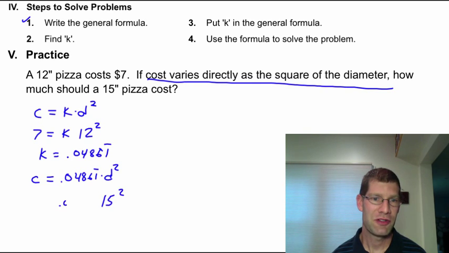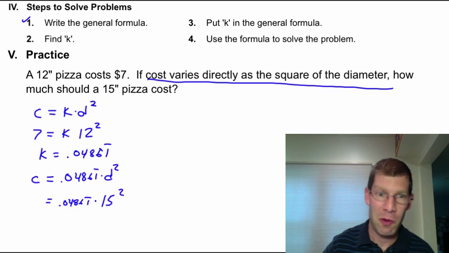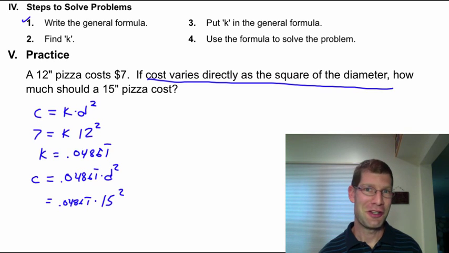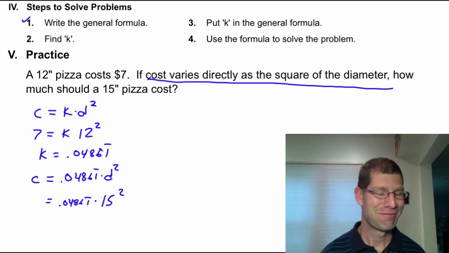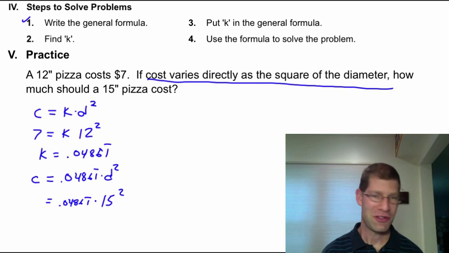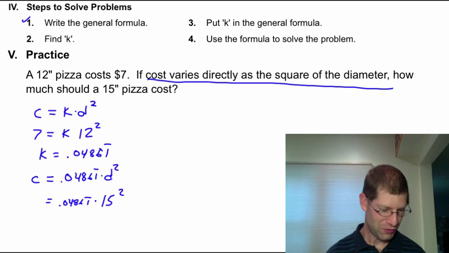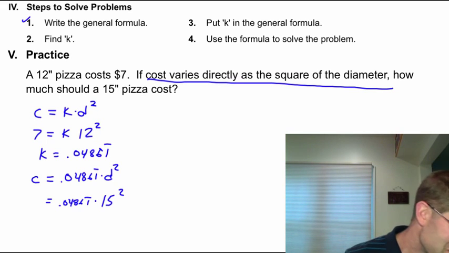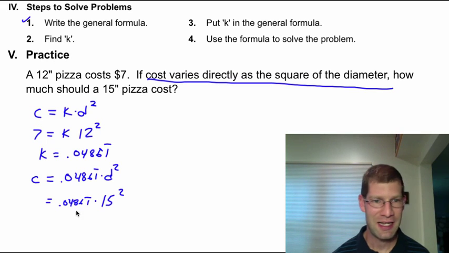we have 0.04861 repeating times 15 squared. You could punch that in: 0.04861111111 times 15 squared. Technically you rounded because you didn't do an infinite number of ones, but you went to a whole bunch of digits. Easiest though is if you look at your calculator, that number is the last one on the screen. So if you just do times 15 squared, it says answer times 15 squared, and it does it for you. So our 15-inch pizza should cost $10.94.